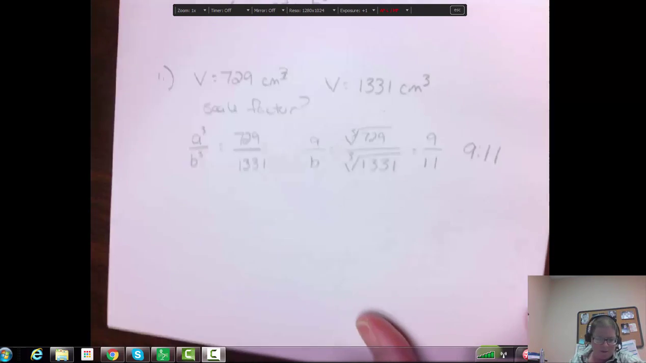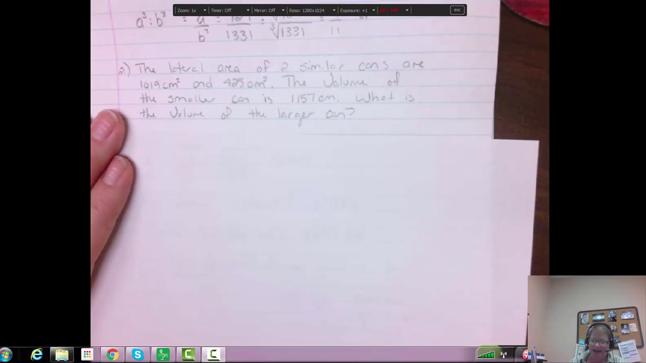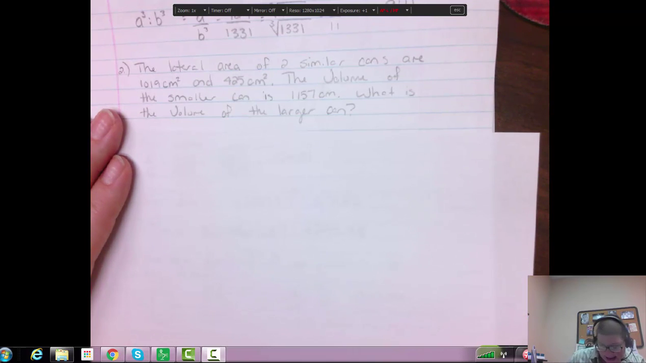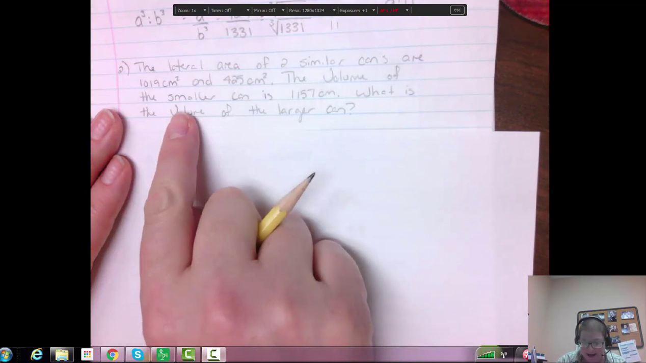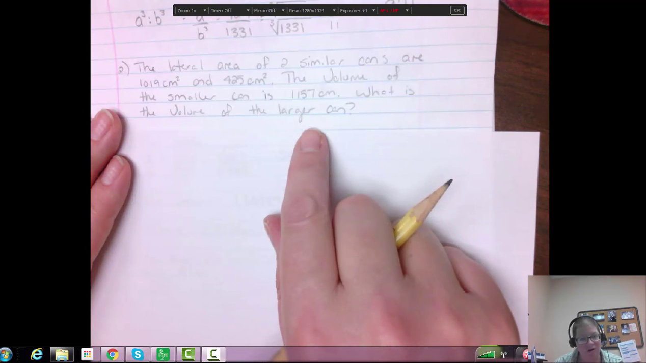I don't want to write my next example out very much, or at all. I just didn't want to write it. So I'm going to show you my paper. Okay, so the lateral areas of two similar cans are 1,019 and 425 centimeters squared. The volume of the smaller can is 1,157. What is the volume of the larger can?